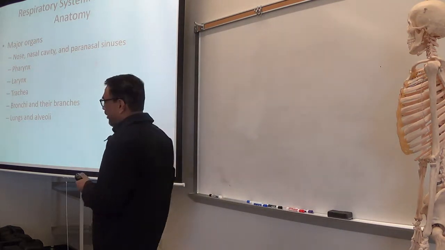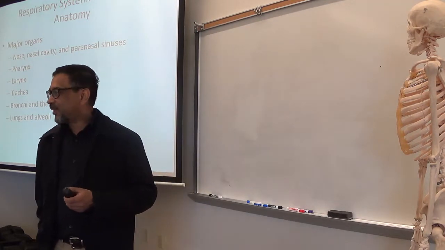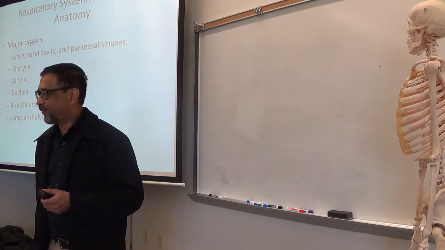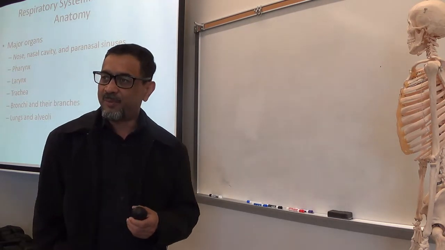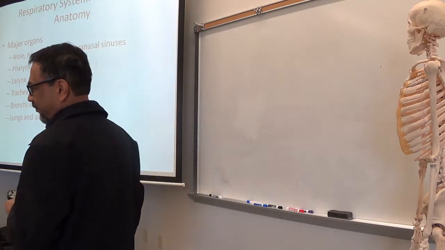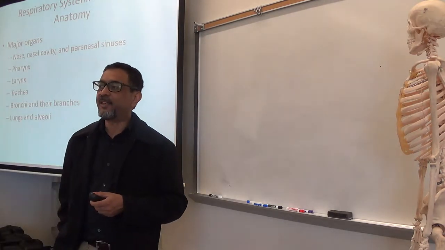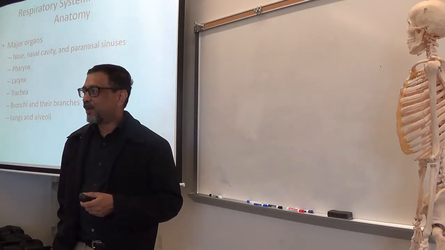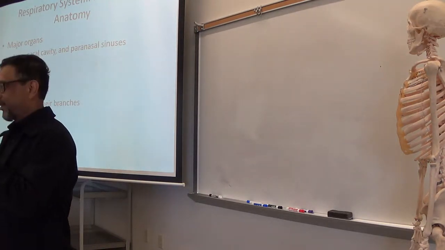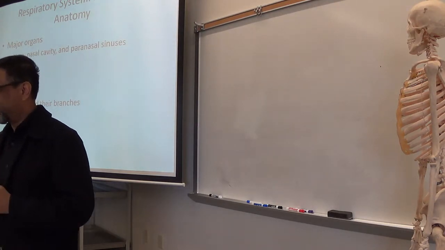The next part is the larynx. Larynx is a cartilaginous structure or tube. Pharynx is muscular, larynx is what? Cartilaginous. Okay? And after larynx, you have the trachea, which is cartilaginous and muscular. In the back part you have muscle, in the front you have cartilage. Is it clear?